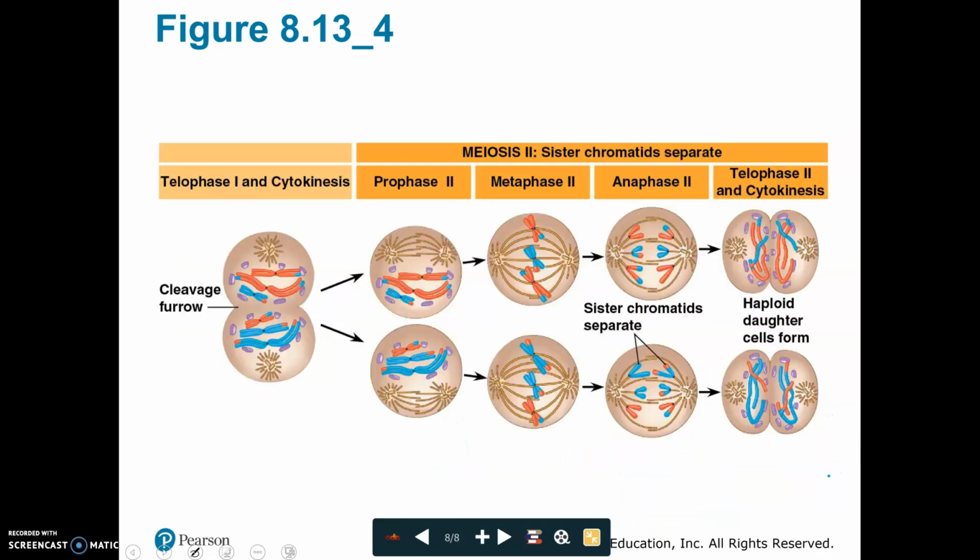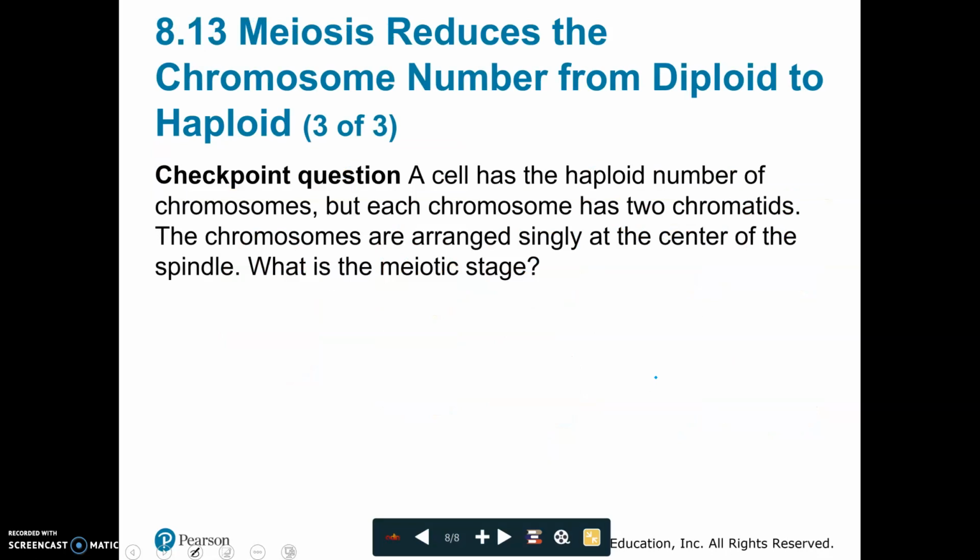And now here's meiosis II. Crossing over doesn't happen a second time. The chromosomes now line up in a straight line, but notice there's only 3 of them. The chromatids split. The X's are actually going to split, and you're going to end up with 4 cells total. So, if a cell is haploid, and each cell has 2 chromatids, they want to know what meiotic stage this would be.